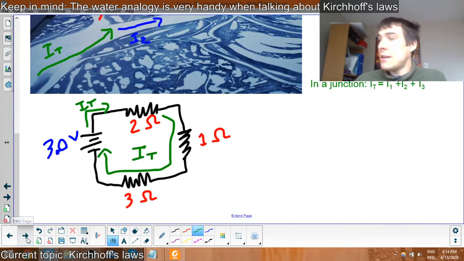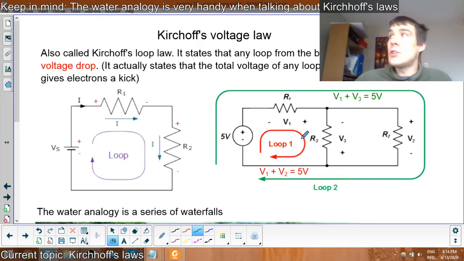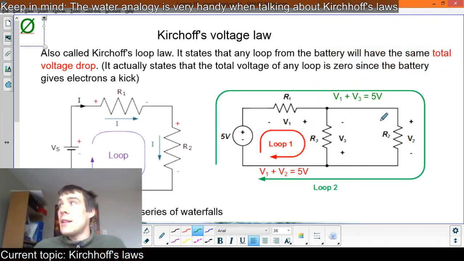Kirchoff's second law is a little bit harder to understand. It's the voltage law. Specifically, the voltage law says that any loop from a battery will always have the same total voltage drop.